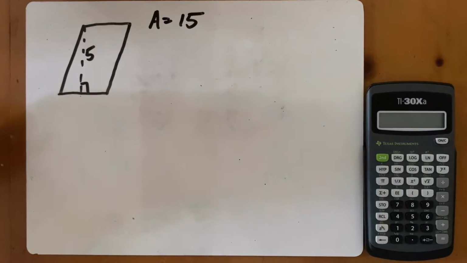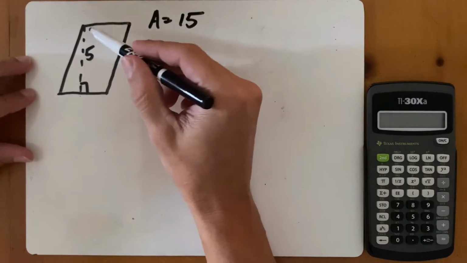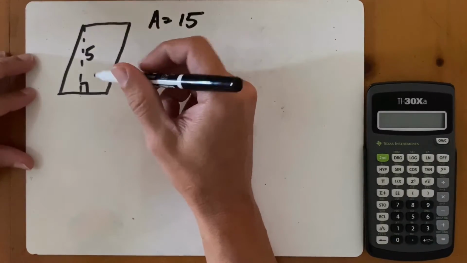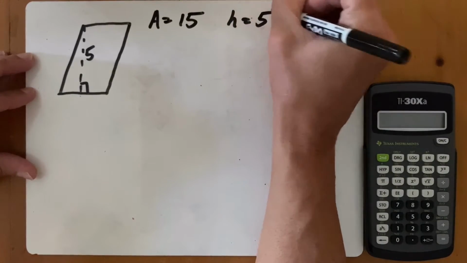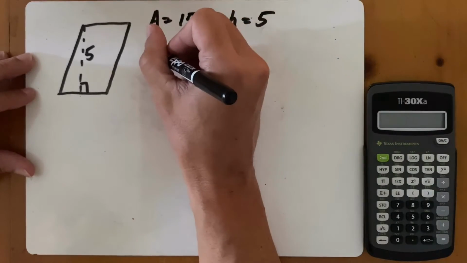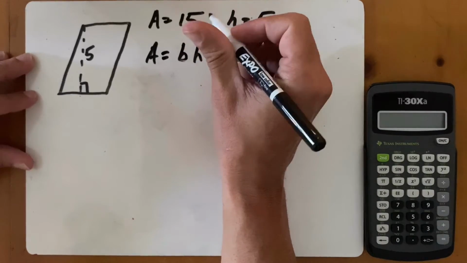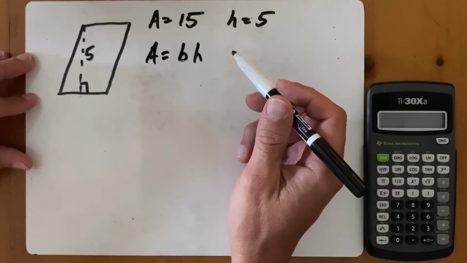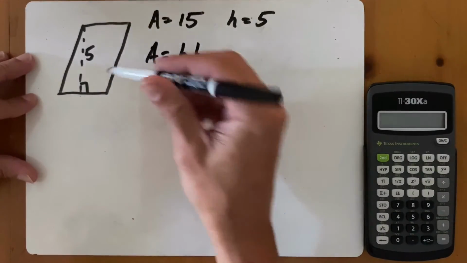Here we have a parallelogram, and it tells us that the area of this parallelogram is equal to 15. Okay? They give us the length of a segment that's perpendicular to the opposite sides. That's our height. So that means that the height of this parallelogram is equal to 5. So the area of a parallelogram is just base times height. Remember, base can be any side, but the height needs to be the perpendicular distance from that base to the opposite base. So that means that these two sides need to be our bases. That's what we're solving for.